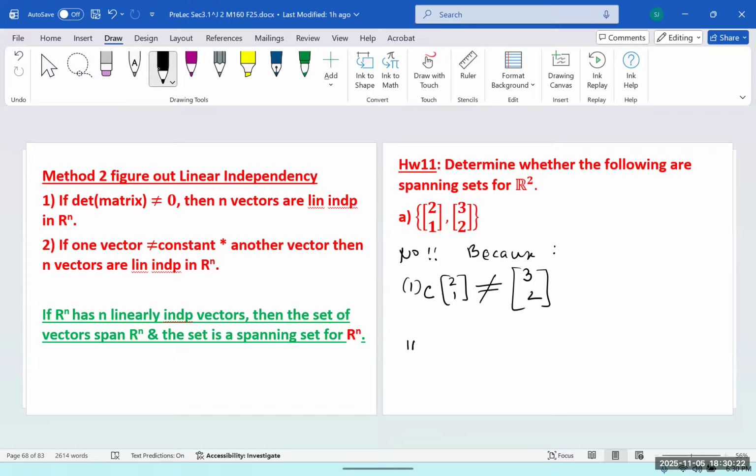Or the second method: if you look at the determinant. If you write the vectors (2, 1) and (3, 2) in a matrix format, its determinant is 2 times 2, 4, minus 3 times 1, 3. Sorry, what am I saying. 4 minus 3 is 1. 1 is not 0. So if the determinant is not 0, they are independent. Okay, so which method is easier? You can use that method.